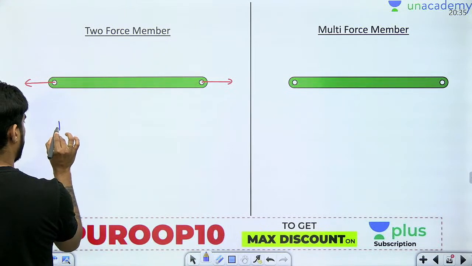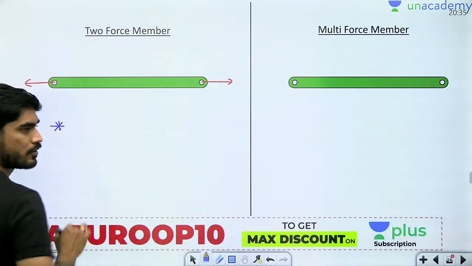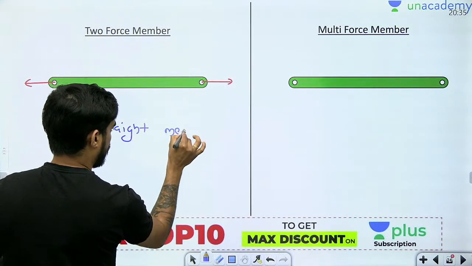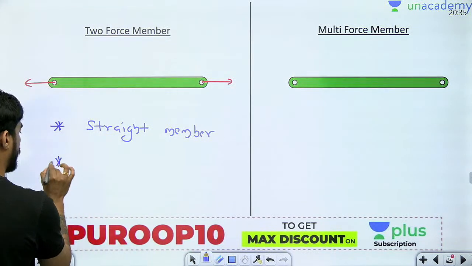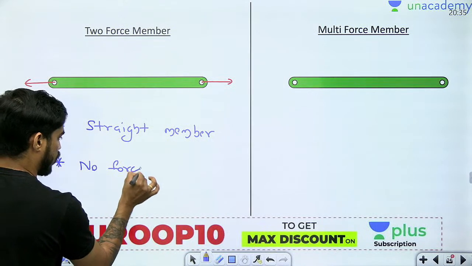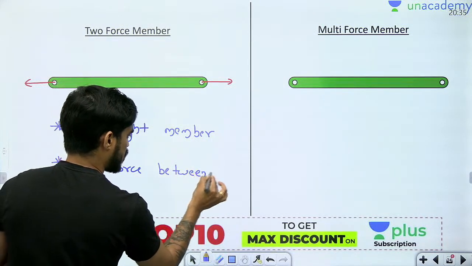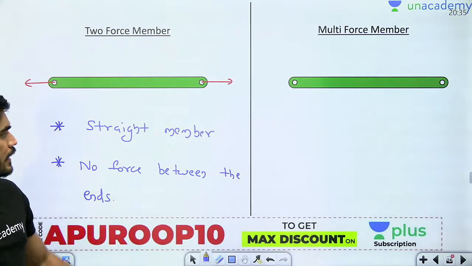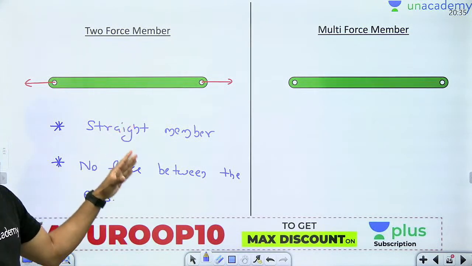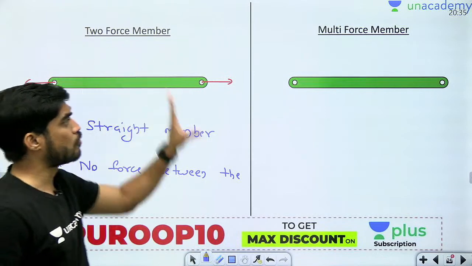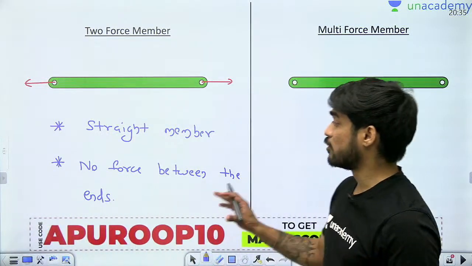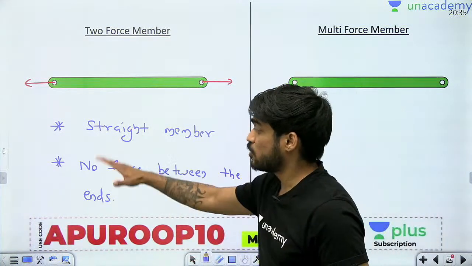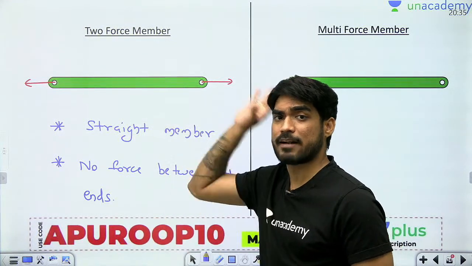First point that you need to remember is it is a straight member, and second point, no force between the ends. ठीक है, ये दोनों क्राइटेरिया फुलफिल होने चाहिए, then you will get a two force member. It should be a straight member and there should be no force between the ends. ओके, इन दोनों में से एक भी क्राइटेरिया फुलफिल नहीं हुआ, it will be a multi force member.